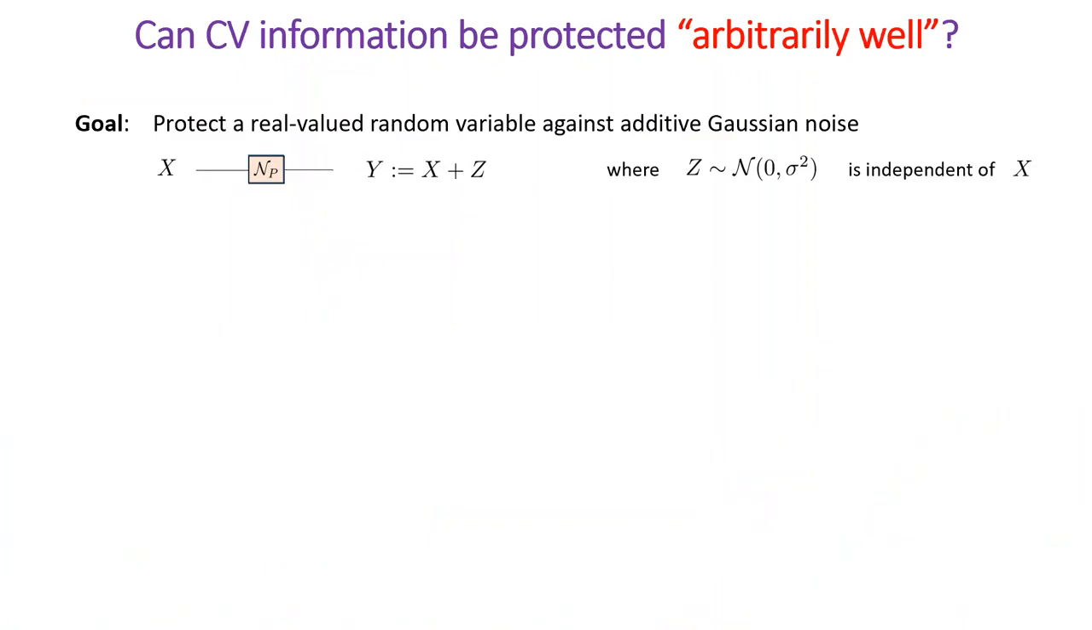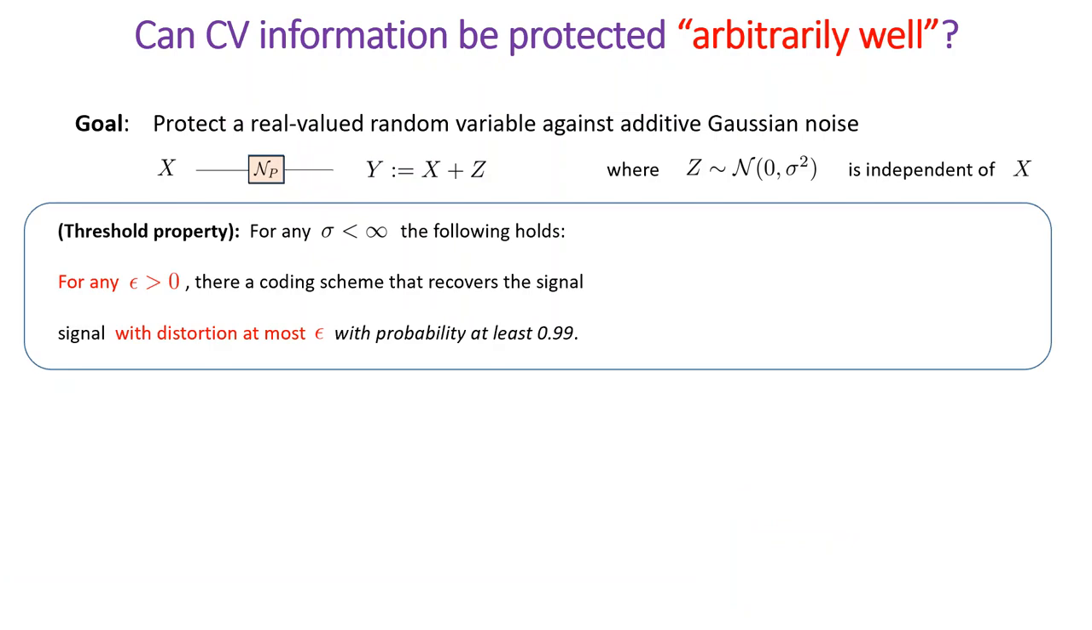Before getting into this, let me clarify in what sense we may expect to protect continuous variable information arbitrarily well. For this, let us consider a classical coding problem where we try to protect a real-valued random variable against white Gaussian noise, as shown here. We can achieve the following in this scenario. For any standard deviation sigma describing the noise level, and any tolerance epsilon, we can construct a coding scheme which recovers the encoded information with distortion at most epsilon and probability at least 99%. I will use this number for concreteness throughout my talk.